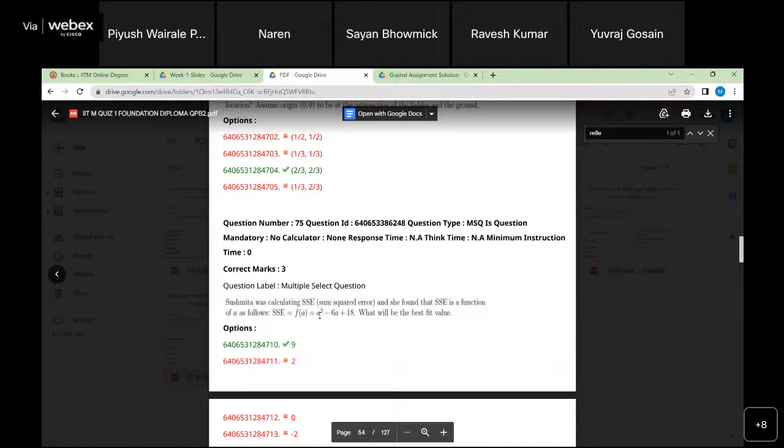Vertex, if we calculate, we will get 6, right? So it's 3, sir, I guess. I think minus b by 2a, so it's minus of minus 6 by 2 into 1. This is a function of a. Now minus 3, when you put minus 3 in the function, it will be 9 as the answer.